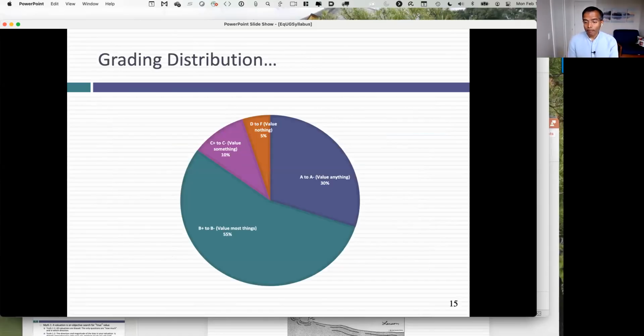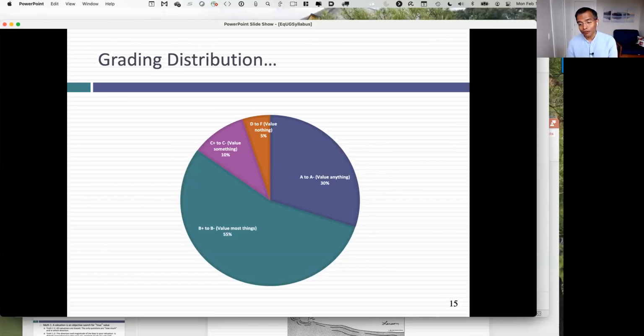And final thoughts. Ultimately, the bottom line is I could tell you grades don't matter, but that's kind of a meaningless statement because grades do matter for you. And I will have to devise a way to grade you because here's what I'm looking for. If you can value just about anything, then I want you to get an A.